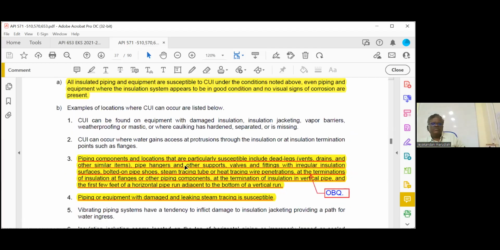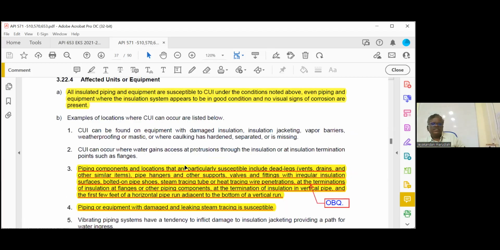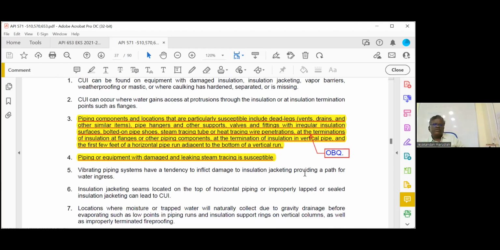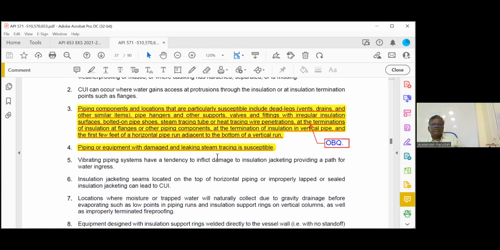Then please go to the next page. Piping components and locations that are particularly susceptible include dead legs, vents, drains and pipe cambers, welds, fittings, irregular insulation, bolted pipe shoes, steam tracing, the termination of vertical pipe, all these things. These are open book questions. Piping and equipment with damaged and leaking tracing is susceptible.